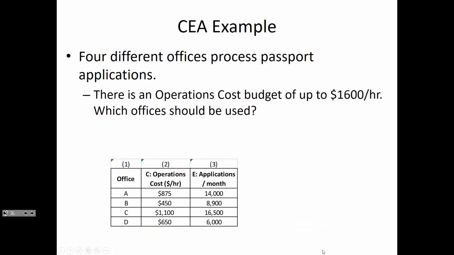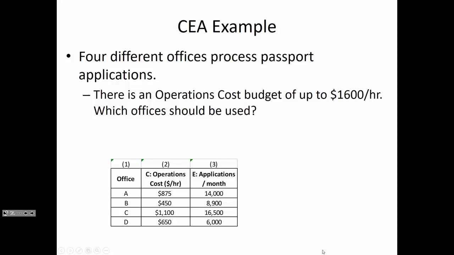Let's take, for instance, what if we had some government office that's processing passport applications? You can send off a passport application to Charleston, South Carolina. Depending on where you live, it may go to New Orleans or Washington, D.C. or San Francisco. So there are different offices that are all doing the same thing. They're looking at your pictures, looking up your background information, and issuing a passport.